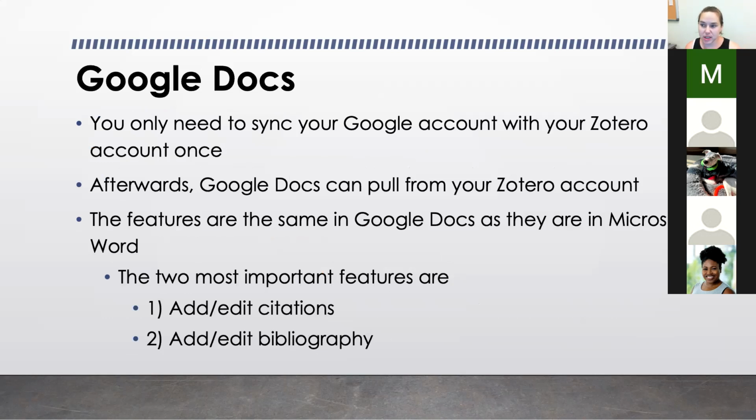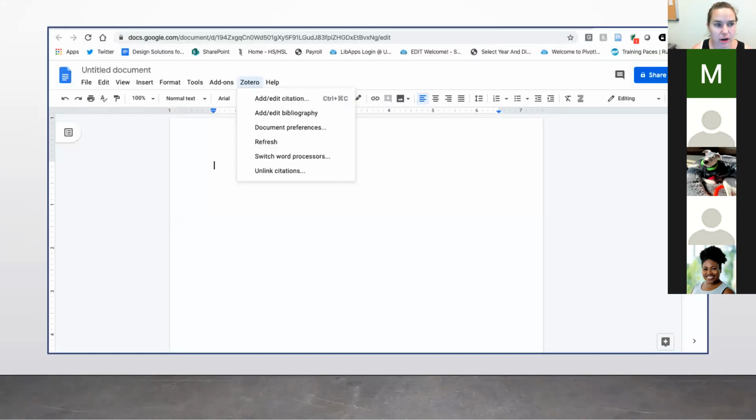Google Docs is pretty much the same. You need to sync your Google account with your Zotero account, but you only need to do that once. And then afterwards, it's just synced. It has the same features and buttons. So the two most important ones being add edit citations and add edit bibliography. And it looks just like this. So Zotero is actually just already hanging out in Google Docs without you having to do anything. And then you just need to link your account, and it's all right there.